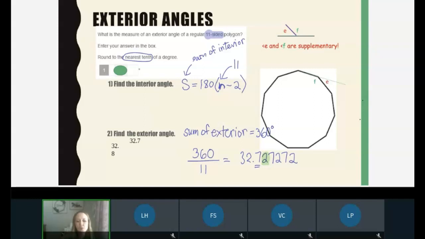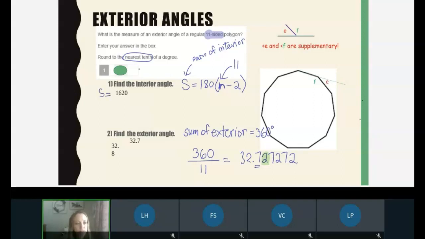So we don't really need a formula for the exterior. We just know, oh, it's always 360, right? So don't forget that. We talked about that already. I'm trying to drill it into your head. The sum of the interior angles, you need this formula for it. Good. So you go ahead and calculate that. S is 1,620, right?